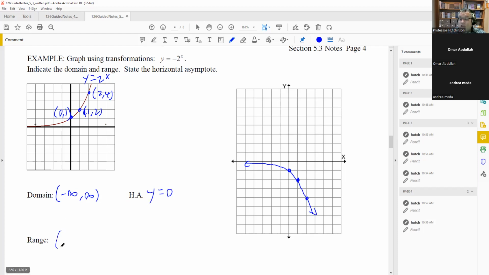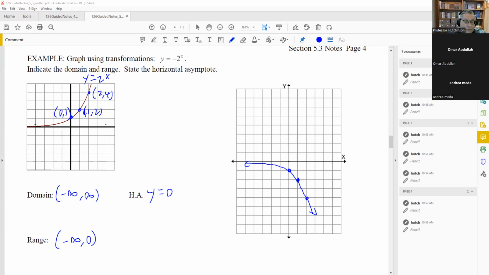But the range is affected. That's going to be from negative infinity all the way up to 0. But 0 has a parenthesis on it because, again, it's never going to reach the actual y value where the horizontal asymptote is.